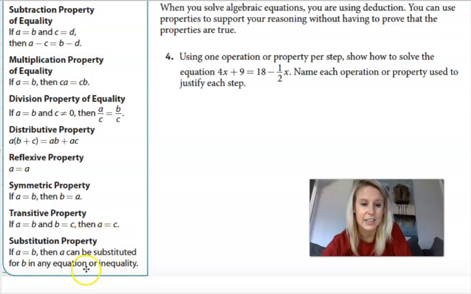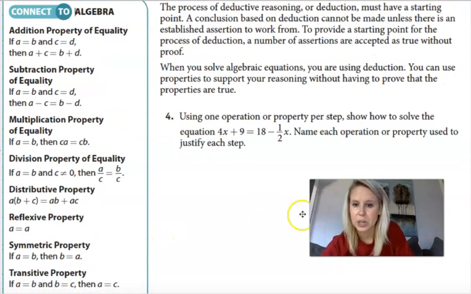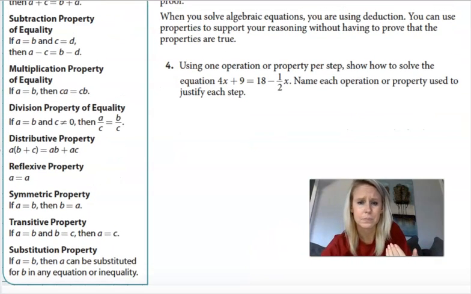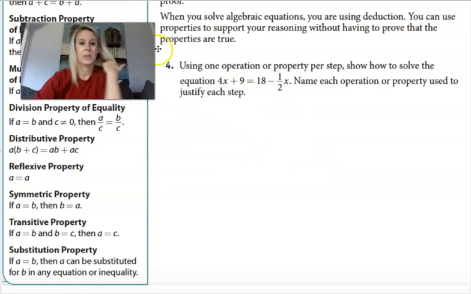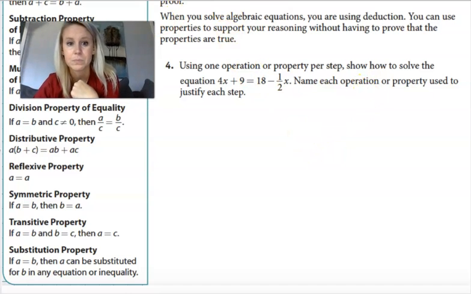Okay. And then lastly, substitution property. We've learned substitution, replacing it for another value. Okay, so that's a review of your algebra terms. So let's solve some equations, okay? I'm going to use one operation or property per step and solve this equation.